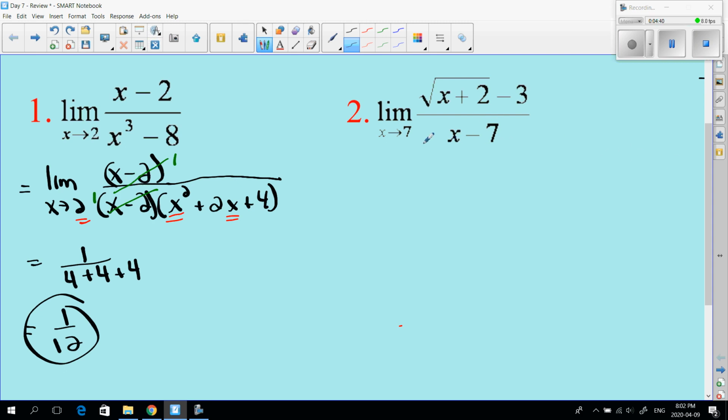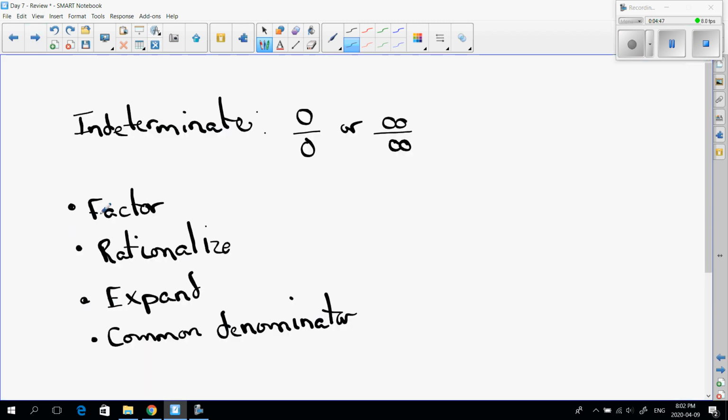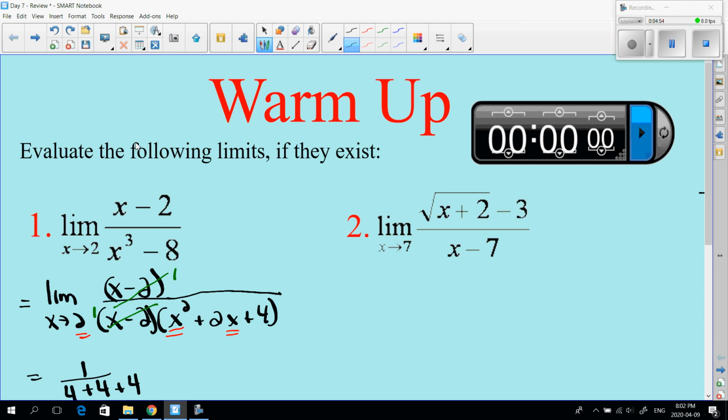So once again, that is an indeterminate limit. All right. And if I look at my options for solving an indeterminate limit, I could factor, rationalize, expand, multiply by a common denominator. In this case, rationalizing is going to work best. Now, in order to rationalize this, we have to remember to multiply by the conjugate of radical x plus 2 minus 3. And the conjugate is simply radical x plus 2 plus 3.